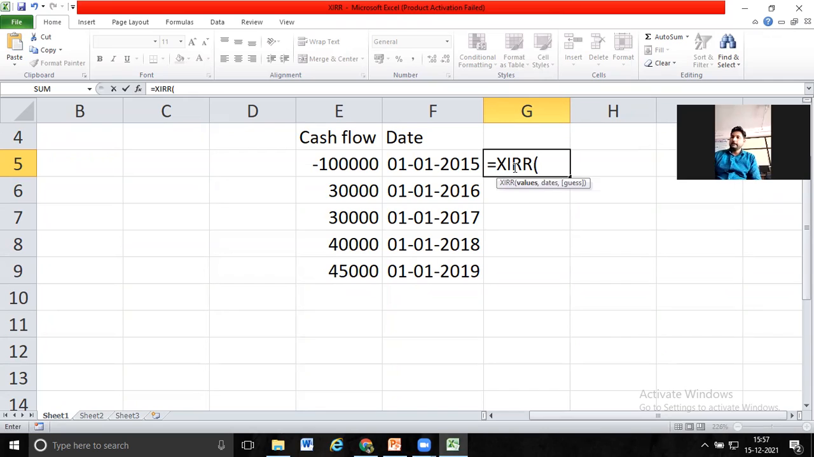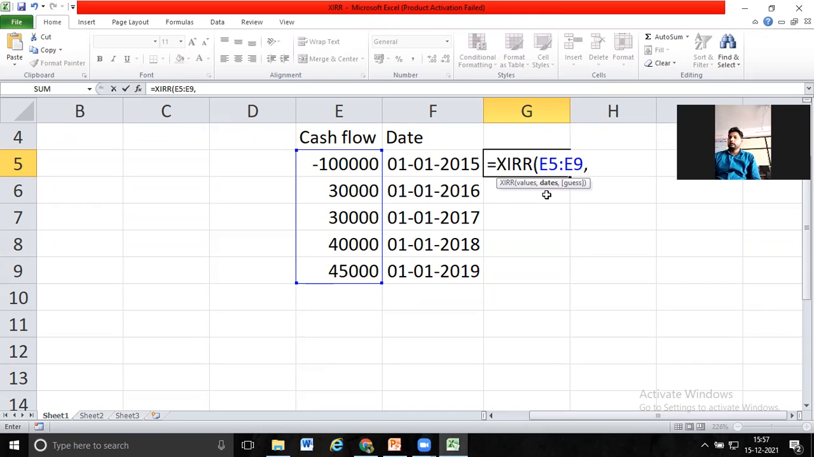Now here it is suggested that first select the values. All the cash flow values we need to select. Then after selecting the values, you have to provide the comma. It is already suggested over here at the bottom side.